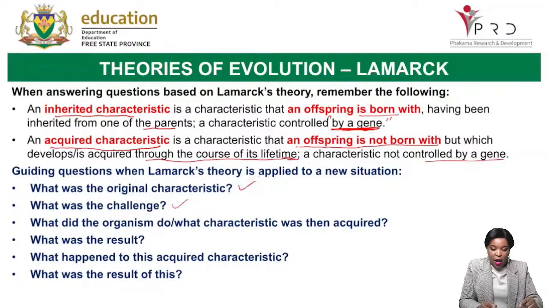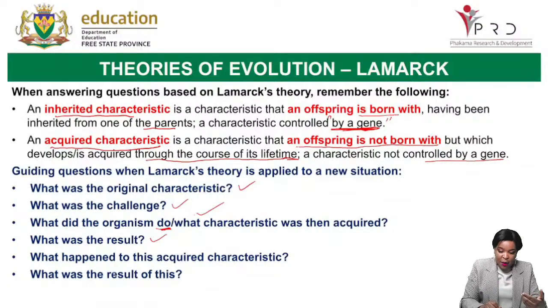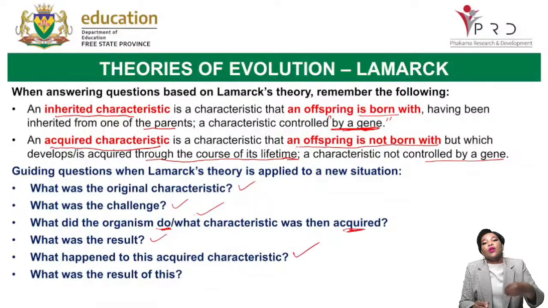Then what happened? What did the organism do? The organism kept on stretching their necks to reach for food on taller trees. And then what was the result? It resulted in giraffes with longer necks. So they acquired that characteristic through their lifetime of doing. And then what happened to that acquired characteristic? You must ask yourself.